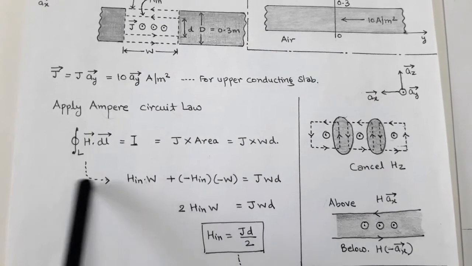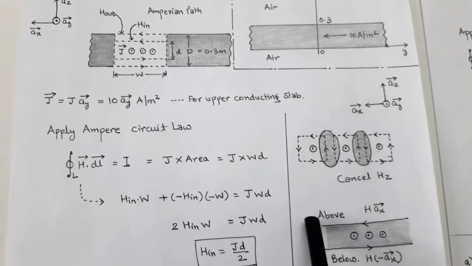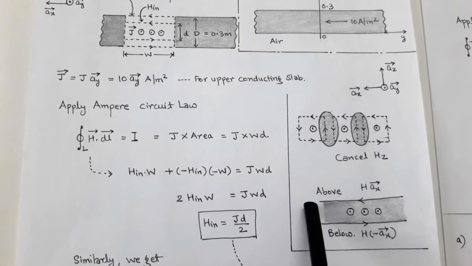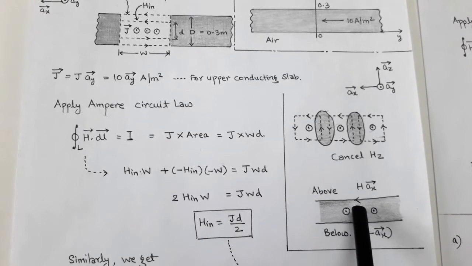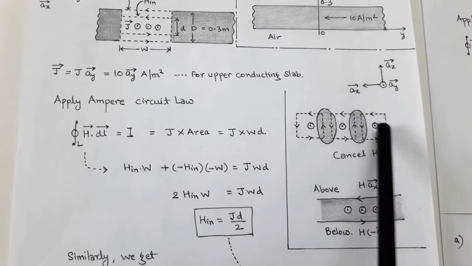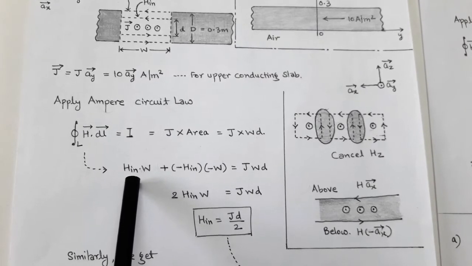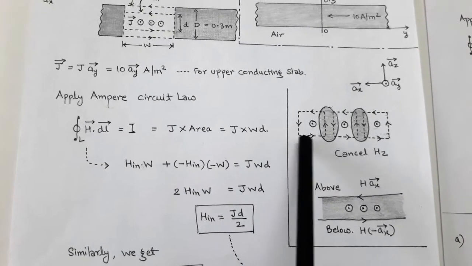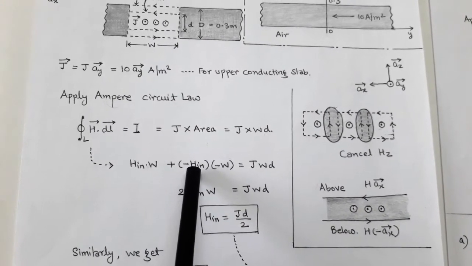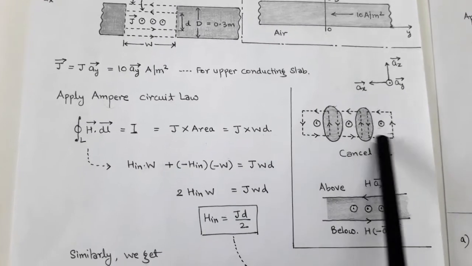Now we apply Ampere's circuital law, and since the Z component of H is cancelled, we get only the X component of H. At the top we get a positive component of H, along positive unit vector x, and its width is W, so it is H_in into W plus. Below the sheet the direction is opposite, toward the negative direction of unit vector x, so we get minus H_in, and the dl vector is also negative, that is minus W.